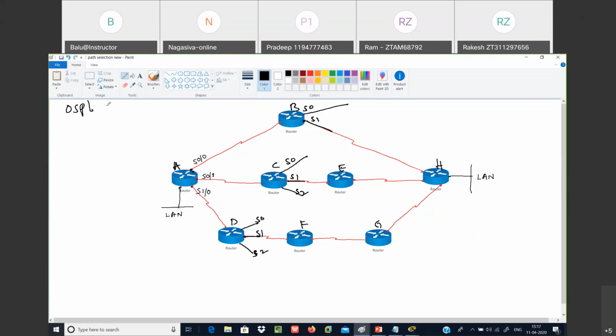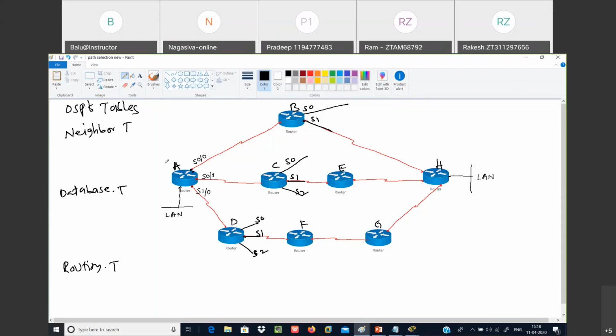Okay, see the main point is here. OSPF tables. So OSPF maintains three types of tables. The first one is the neighbor table. One more is the database table. The last one is the routing table. OSPF tables are three: neighbor, database, routing table. Now let me clearly discuss what the neighbor table contains, what the database table contains, and what the routing table contains.